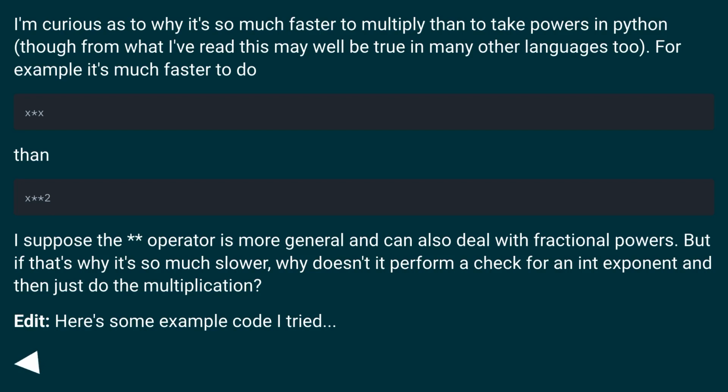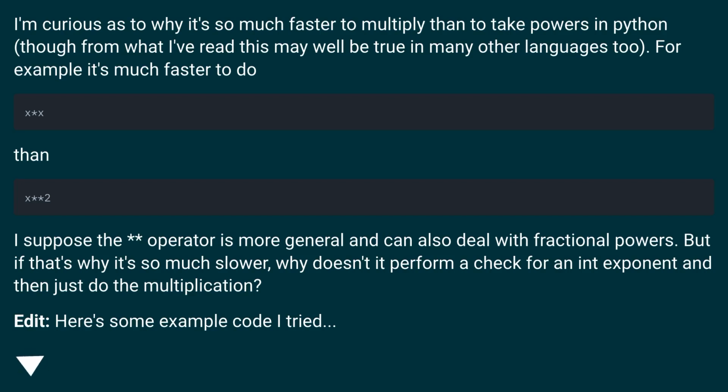For example, it's much faster to do x*x than x**2. I suppose the ** operator is more general and can also deal with fractional powers. But if that's why it's so much slower, why doesn't it perform a check for an int exponent and then just do the multiplication?